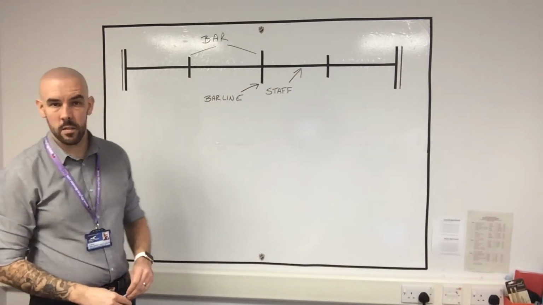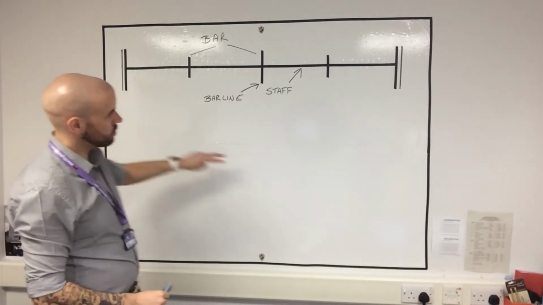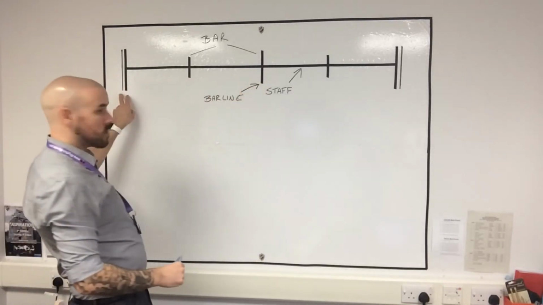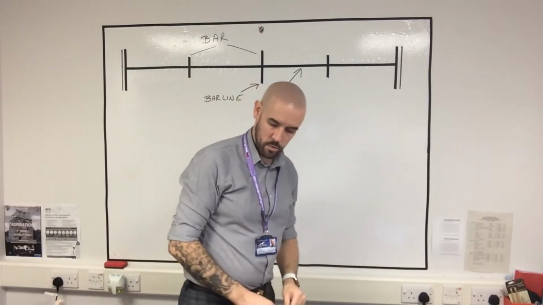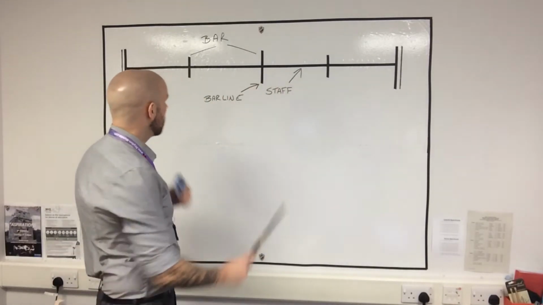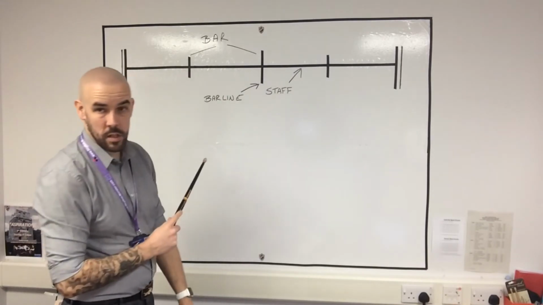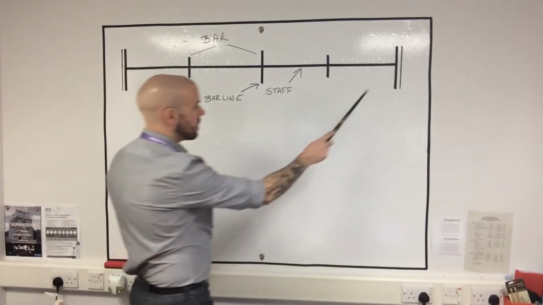Like that. Now, these double bar lines tell you that that is the start of the piece of music and that is the end of the piece of music. So say you're playing just one line of music, that's how you show the start and the end.